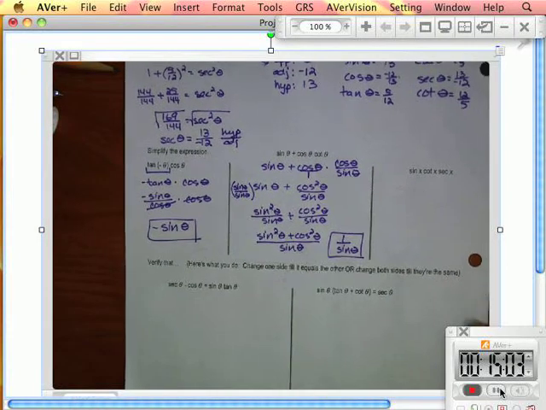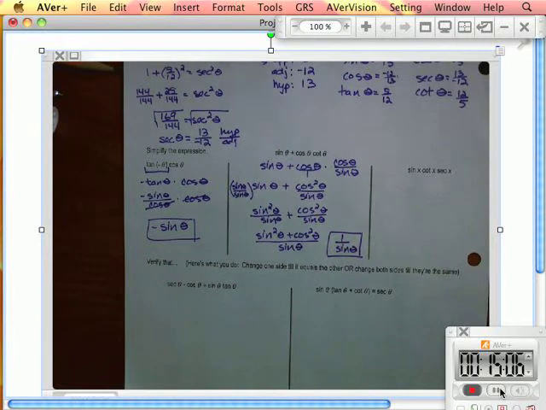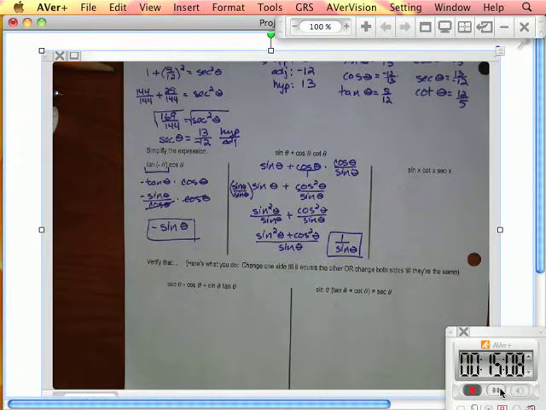See, it's like a puzzle. I told you. It is. Yeah, you can write it like that as well. Okay? You could definitely write it as cosecant of theta if you want to. Okay, let's do another one.